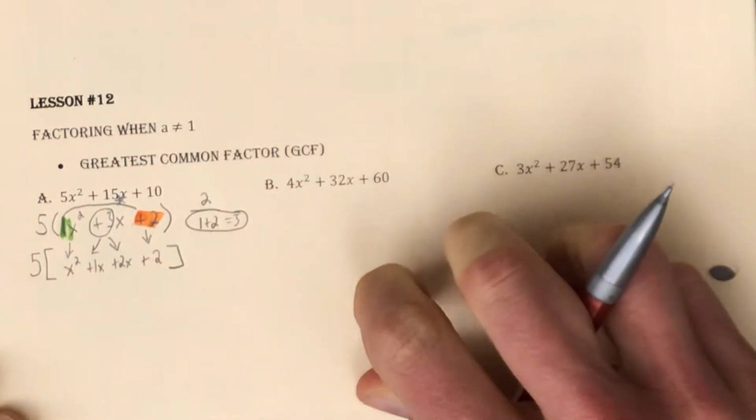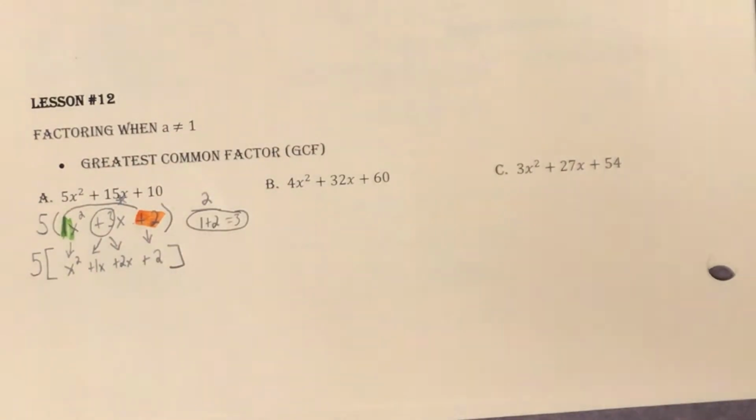Now, the reason we use a different style of bracket here is because we're still going to go to step 5 and do our grouping.